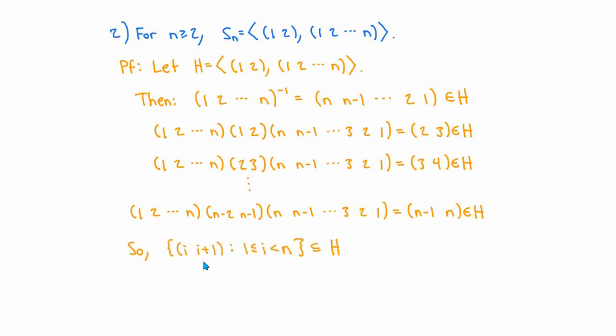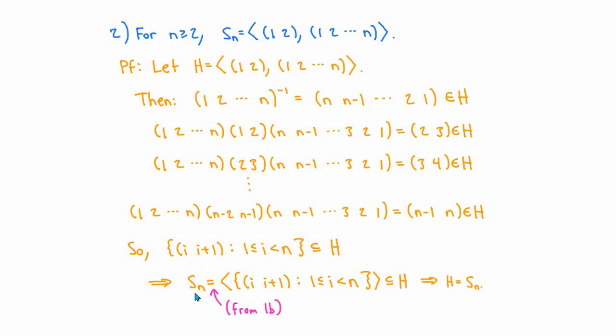And now we've shown that all of the transpositions of the form (i i+1) with i bigger than or equal to 1 and less than n are elements of H. Therefore, the subgroup that this collection of transpositions generates must also be a subset of H. But we showed in 1b that this subset generates all of Sn, so that allows us to conclude that H is actually Sn, and that's exactly what we were trying to show.